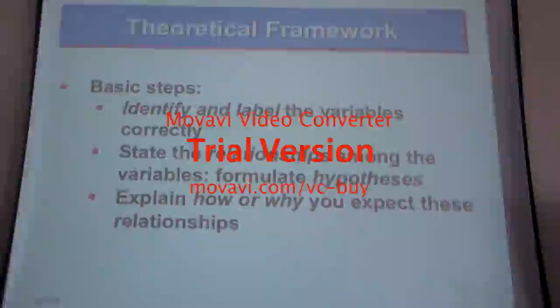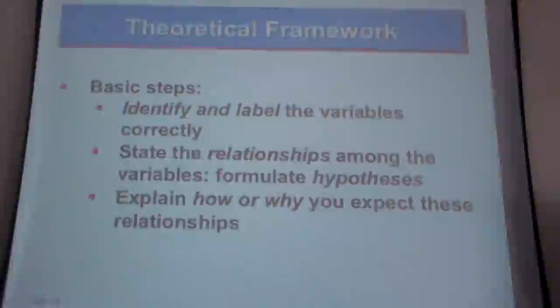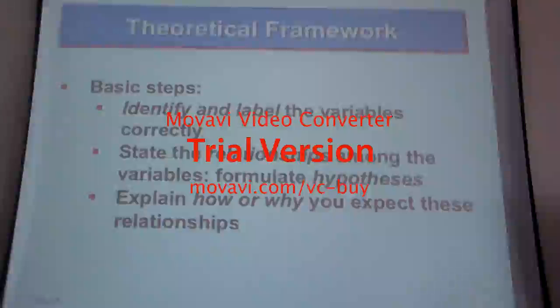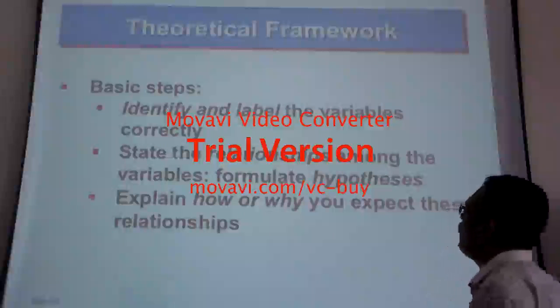For example, in our example, we say how or why we choose to be multiplication, x times y. Why not x plus y? Why not x minus y? Why not x divided by y? This is why we expect the relationship. So these are the 3 steps to form our theoretical framework.